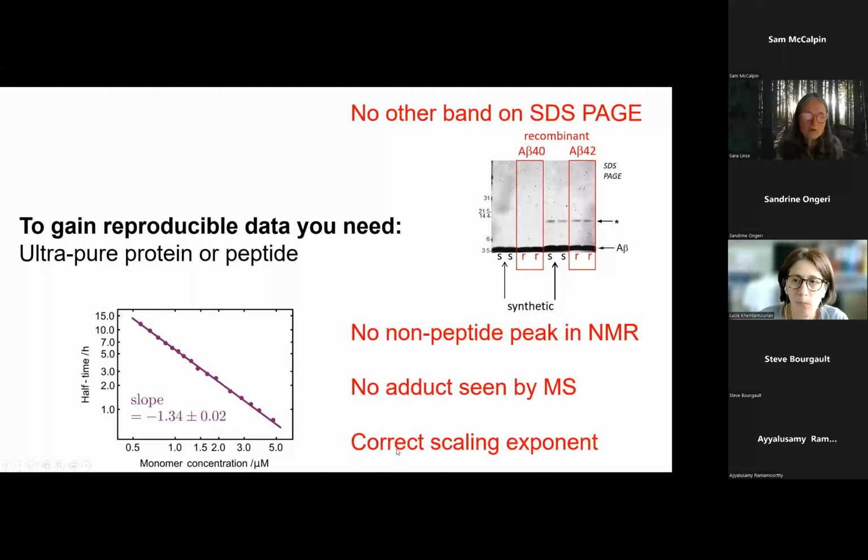In our lab, we also check each batch, for example, of A beta, that we get the correct scaling exponents. We actually set up an aggregation kinetics over a range of concentrations, and then we compare with what it should be. So it should be like minus 1.3, the scaling exponent, if you plot log half-time versus log monomer concentration.